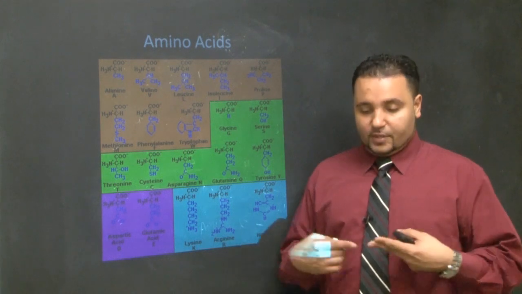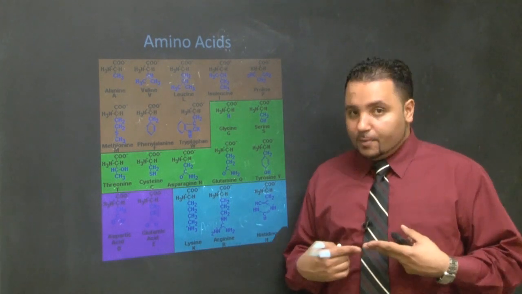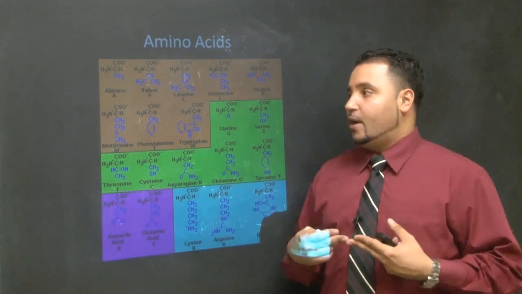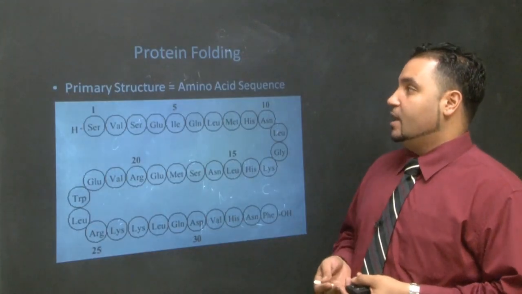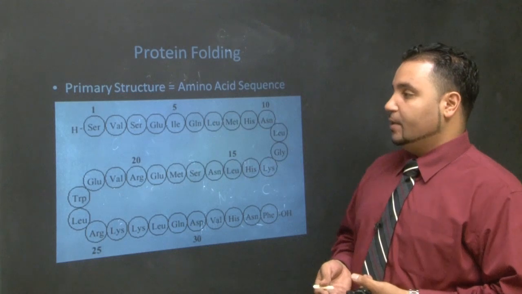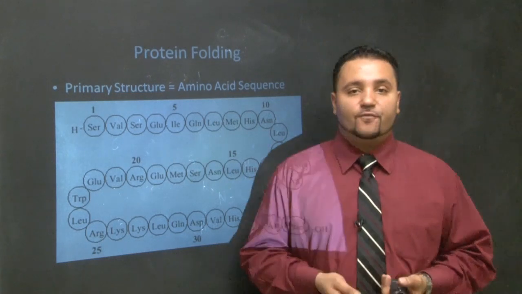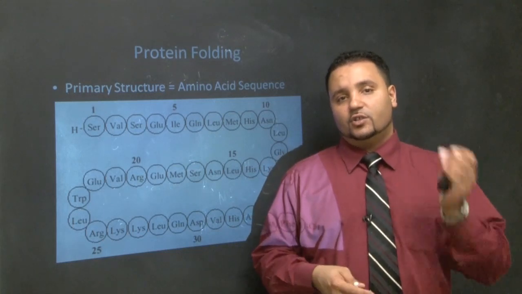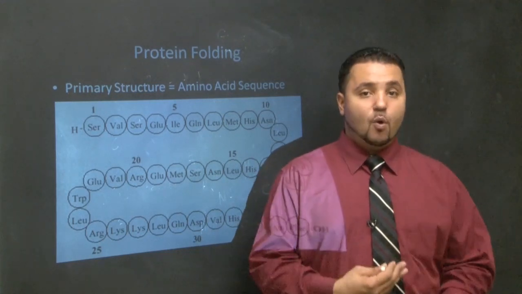Number 2, they're going to come together and form what? Peptide bonds. Okay, so let's keep that in mind, that water is going to leave, and a peptide bond is going to form between amino acids. And so let's talk about protein folding. There are going to be 4 levels of protein folding: primary structure, secondary structure, tertiary structure, and quaternary structure.